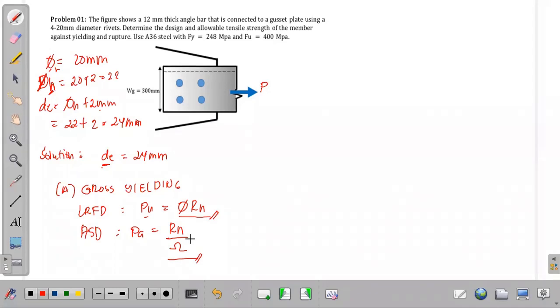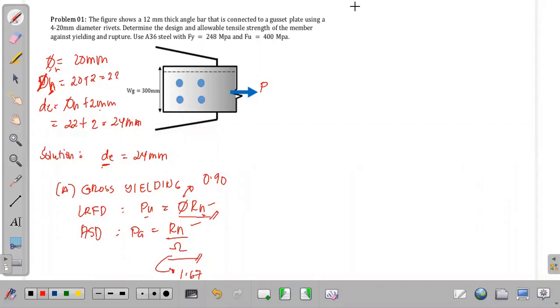Okay? So yung phi natin, ano yung phi natin pag gross yielding, for tension member? Ano yung value natin dito? Phi is equal to 0.9. And then for the omega, for the ASD, ilan ito? For the gross section yielding, that is equal to 1.67. Okay? So ang hahanapin lang natin is yung value ng Rn. Yung nominal strength natin, tensile strength.